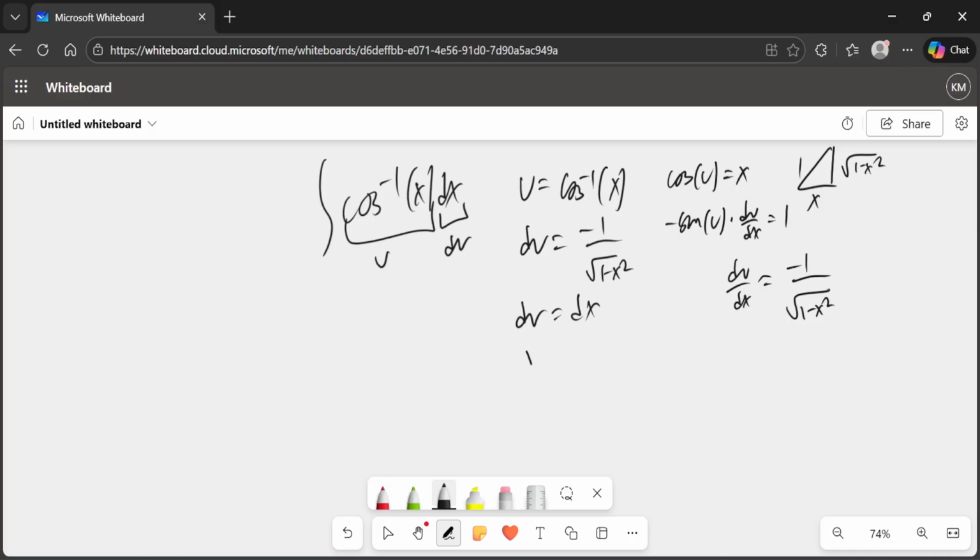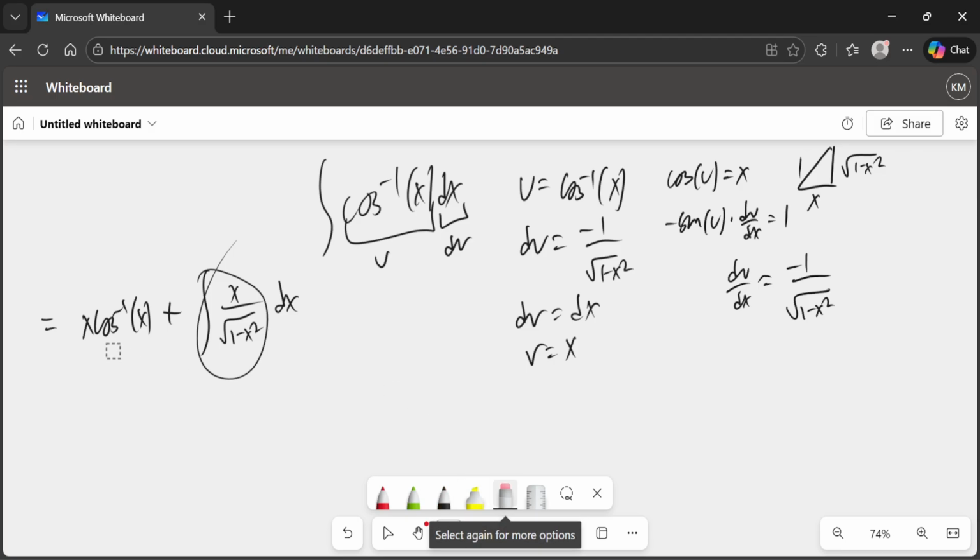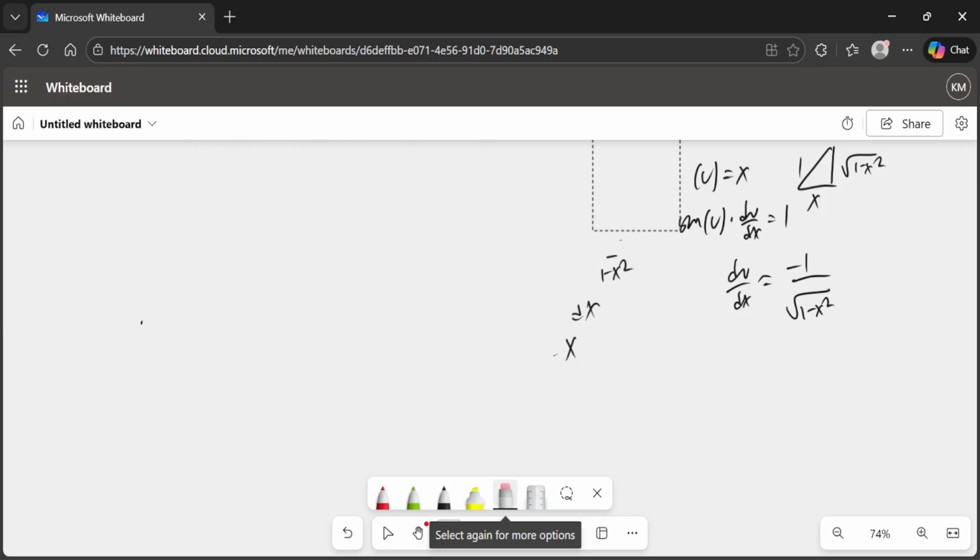dv is equal to dx, v is equal to x. Okay, cool. So you get that the whole thing is equal to uv, so x cosine inverse x, minus v du. So that's plus x over square root 1 minus x squared dx. Do I really need to go any further? This is just u sub, and it's the same thing. Are we good there? Okay, cool. So we'll go to the next one.